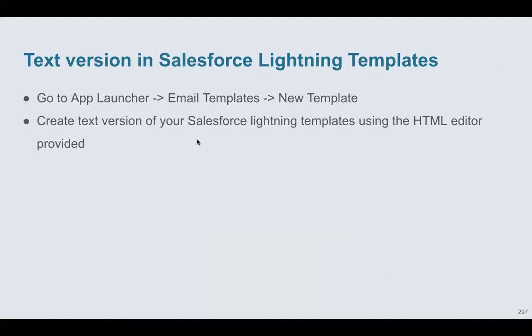And then Lightning templates, sure, majority of you are aware because that's the latest version of templates in Salesforce. Again, you have an option to go to the app launcher, email templates, and then new template from there. And it doesn't give you a text version option, but whatever the editor that it displays, you can just create your text version right there. Even though it says HTML, you're okay to add your text version there. It makes it easy, nothing confusing though.